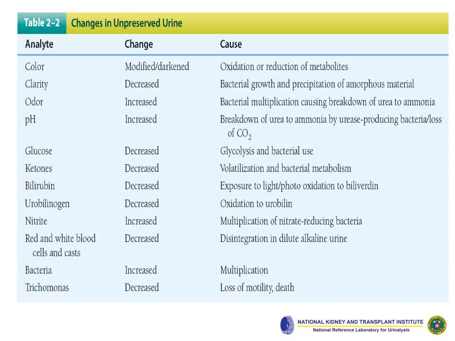Nitrite is increased because of multiplication of nitrate-producing bacteria. Red and white blood cells and casts are decreased due to disintegration in dilute alkaline urine. Bacteria is increased due to multiplication, and Trichomonas is usually decreased due to loss of motility and death. So this demonstrates that improper preservation can seriously affect the results of a routine urinalysis.